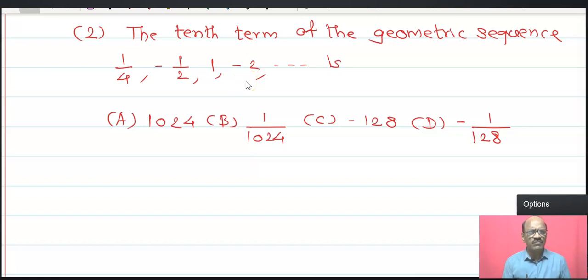First of all we will find R, and the value of A is 1 by 4. We will apply the formula Tn is equal to A into R raised to n minus 1, and by using this formula we can find the 10th term of the geometric sequence. Now see how the example is solved.